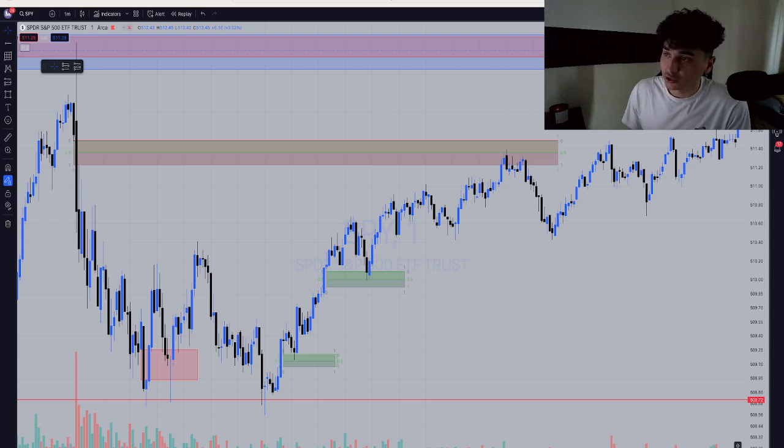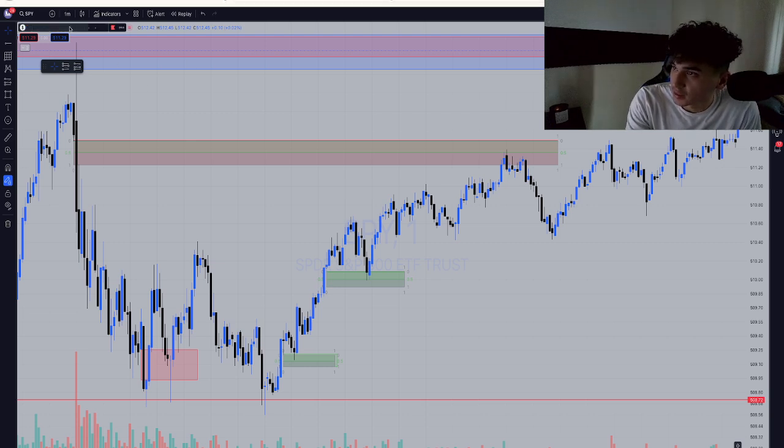But very shortly, I'll show you guys how we can switch it up and start to draw fair value gaps on higher time frames to also get that extra confirmation, you know what I mean? So here we are on the 1 minute time frame.